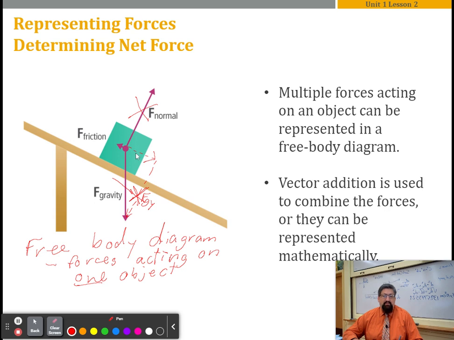When we add these two forces together, we add this long force to the friction force, which is about this long, and we find that the net force is actually this force. So if this is the net force, then that tells us that the box will accelerate in that direction. It will slide down the ramp and it will speed up as it slides down the ramp.